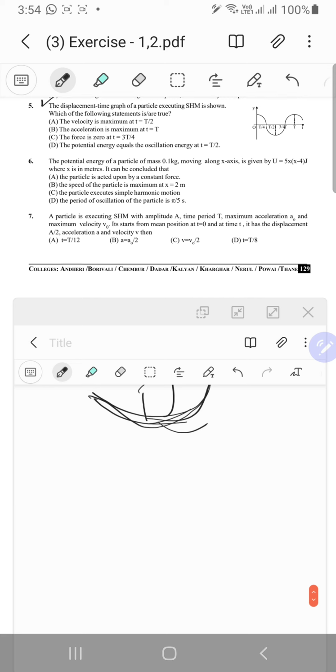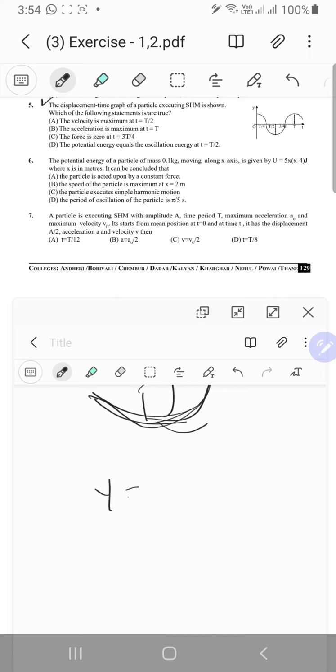Next question. The displacement time graph of a particle executing SHM is shown. Which of the following statements are true? So velocity is maximum at small t equals capital T by 2. So y is maximum at this point. This is more like a cosine graph actually.